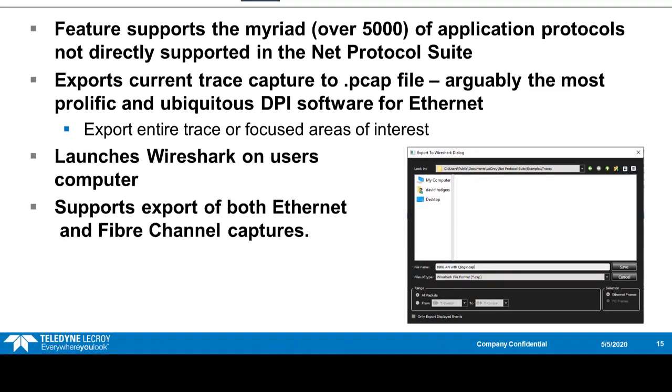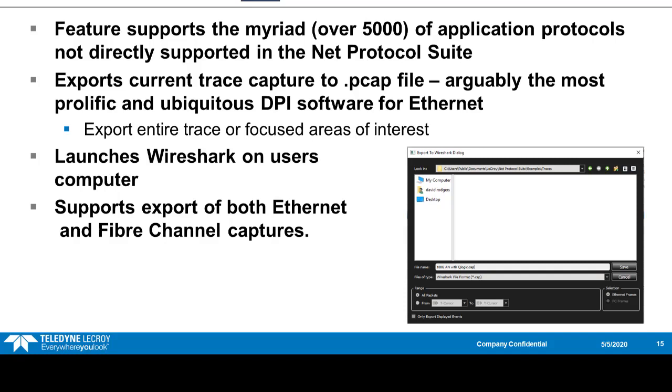Net Protocol Suite software supports direct decoding and observation for many of today's emerging and popular storage, management, and application protocols. However, there are in excess of 5,000 upper-level application protocols in the Ethernet ecosystem. Although the SierraNet platform will capture all traffic, users may choose to export that capture to Wireshark for decoding and analysis of traffic not directly supported by Net Protocol Suite decodes.